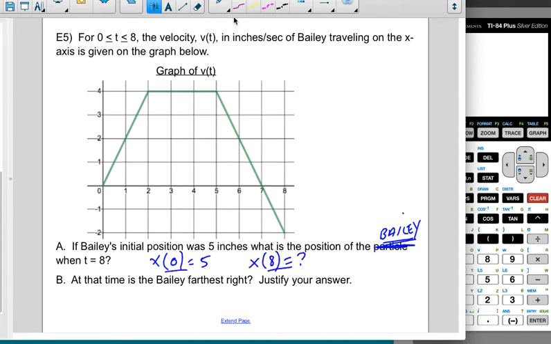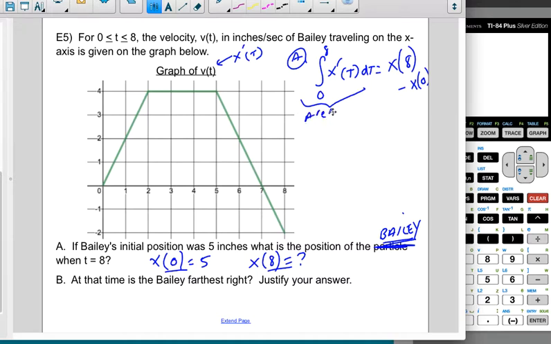So here's the trick. v of t is x prime of t. So we know from the first fundamental theorem of calculus that if we integrate from 0 to 8 of x prime of t dt, we should get x of 8, which is the thing we want, minus x of 0, which is a thing we know. And you could use b of t for Bailey if you want. I just used x. It's fine. So I can find this area, right? So this is an area.